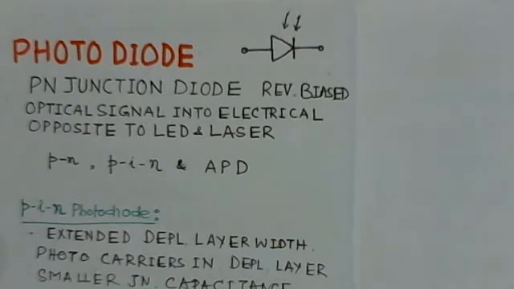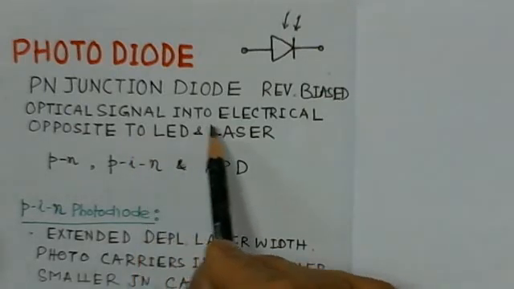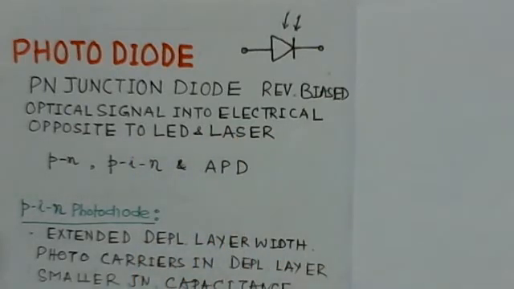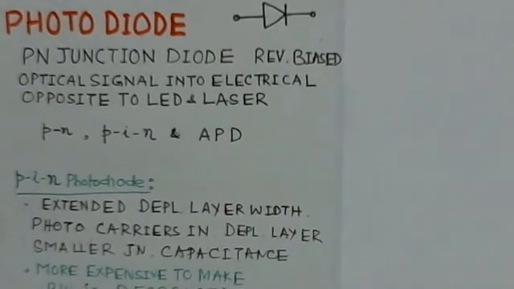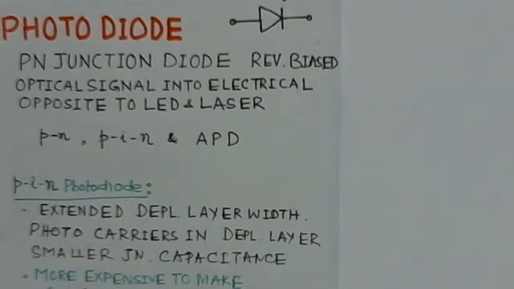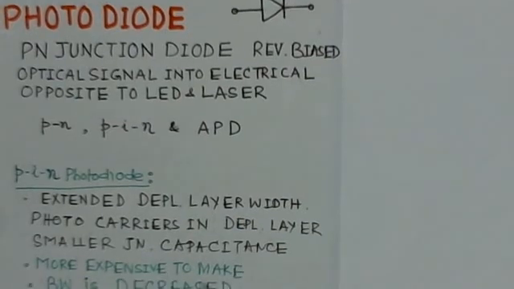This device, as I said, converts optical signals into electrical signals. It's opposite to LEDs and lasers. And these photodiodes are either PN, PIN, or avalanche photodiodes. PIN photodiodes have an extended depletion layer width because of the intrinsic region.